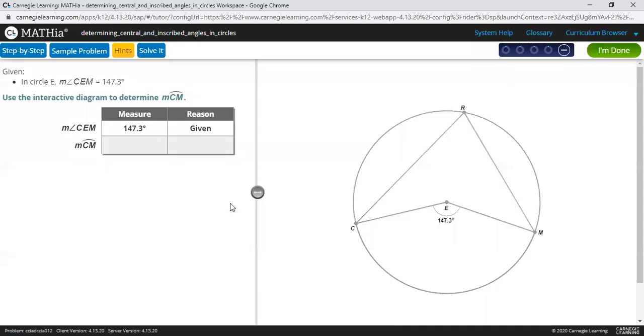All right, so I am in the workspace determining central and inscribed angles in circles. I'm going to take you through a couple of these problems to help you get going with this workspace.